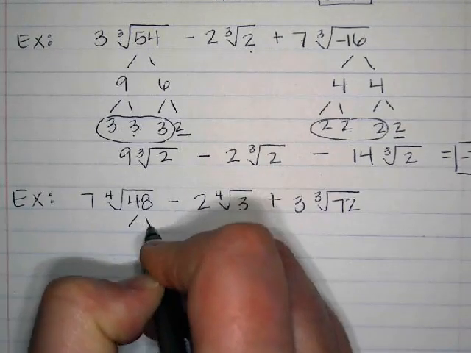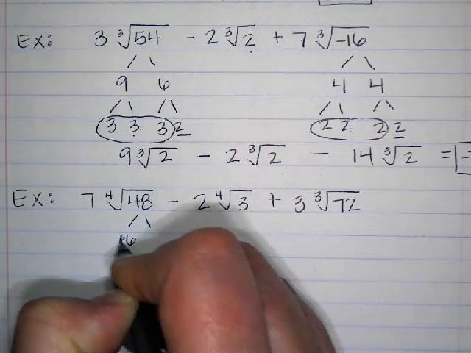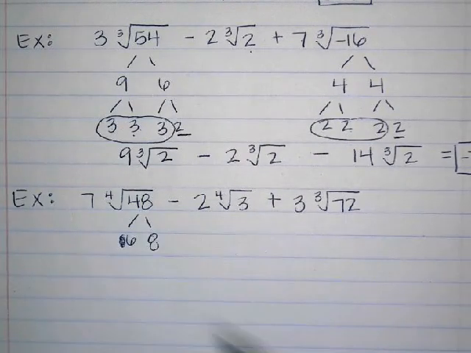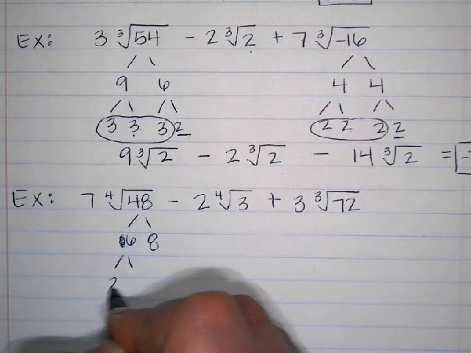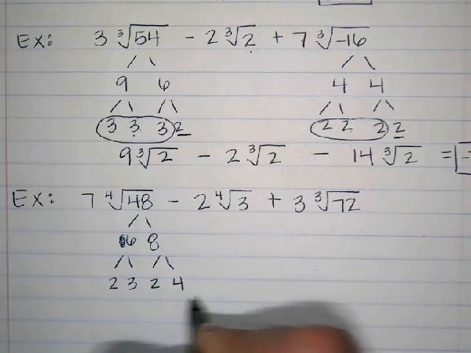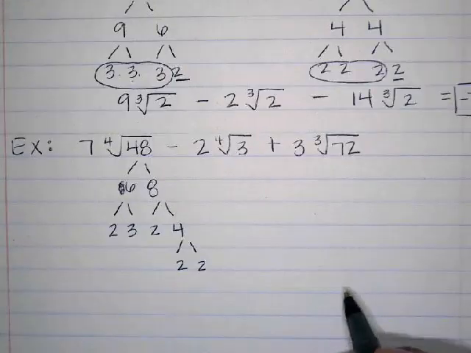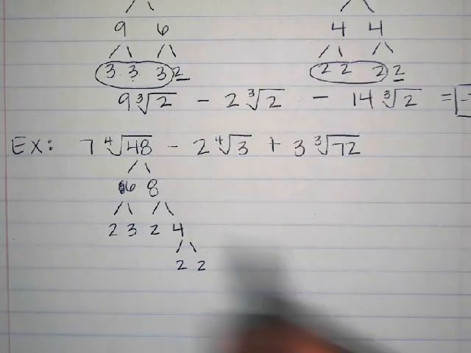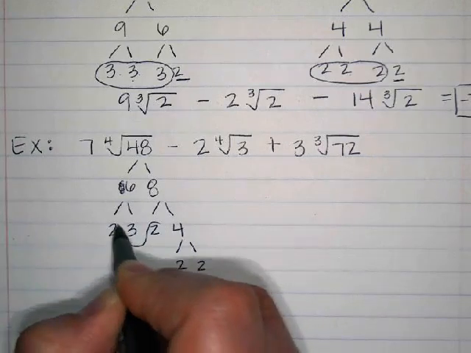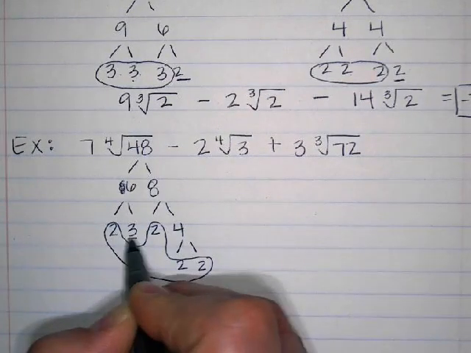We said 16 and what? Oh, 6 and 8. Okay. And then 2 and 3. 4 and 2. 2 and 2. Okay, and we're doing quadruples. So there's our quadruple and a leftover 3.